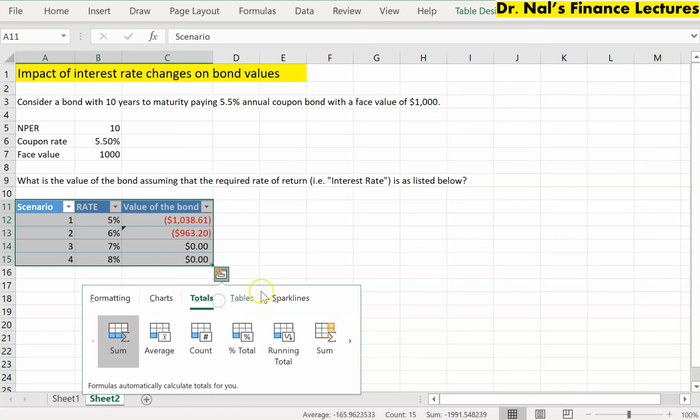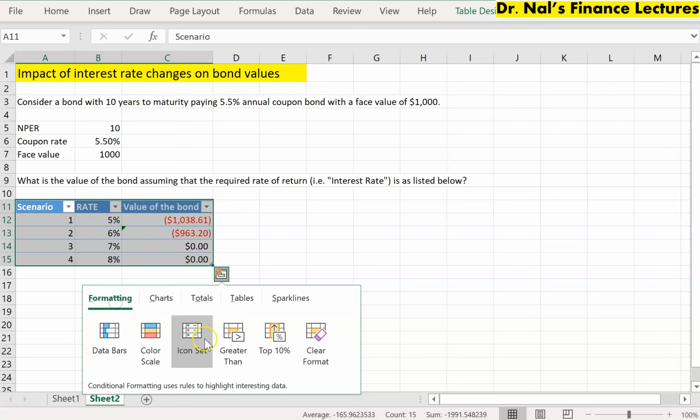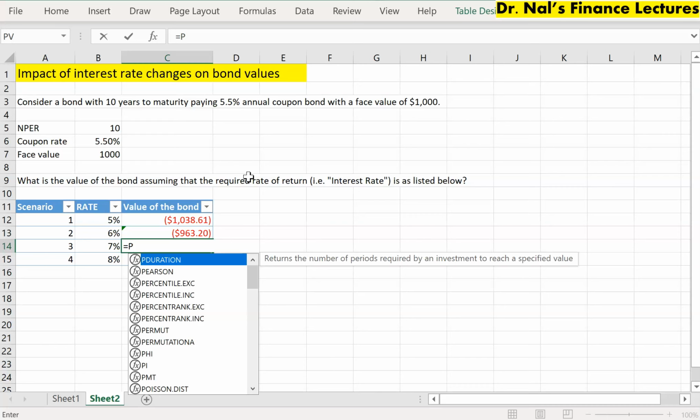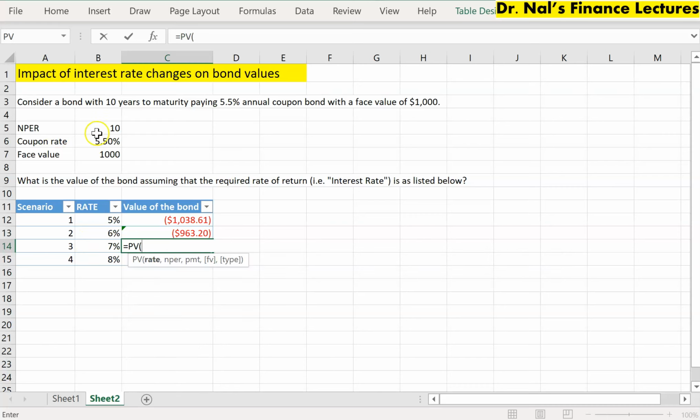Color scale, clear format. There you go. So no more format, I think. Okay, let's continue. So present value, PV. Again, the rate is this time 7%, comma, number of periods is 10 years, comma, the payments is just this number times this number, comma, the future value is this number again, close parenthesis, press enter.